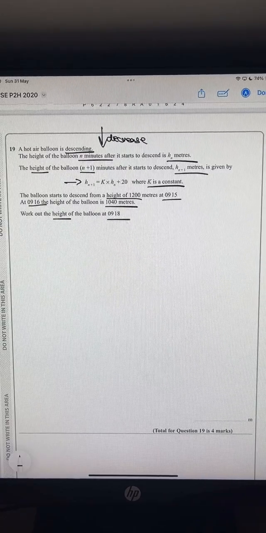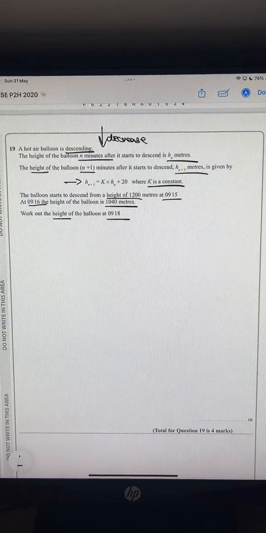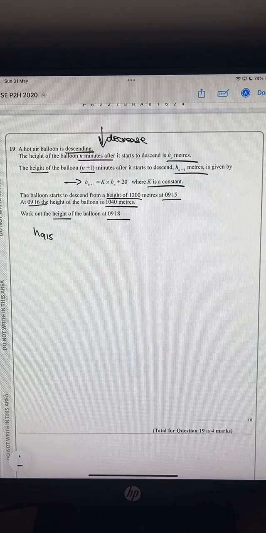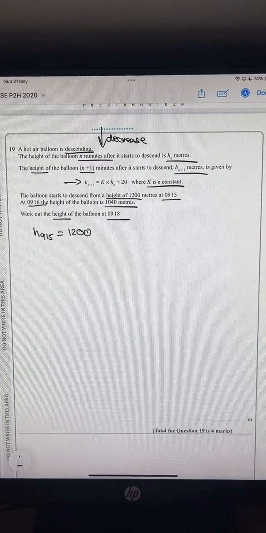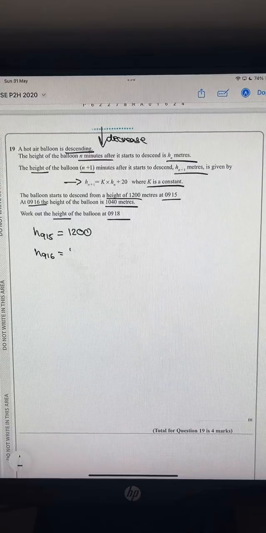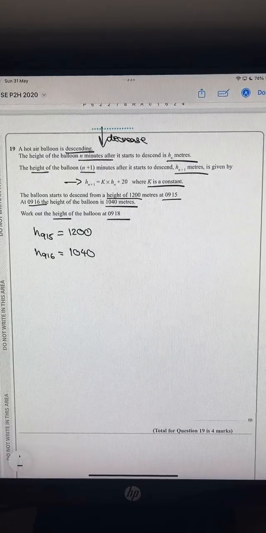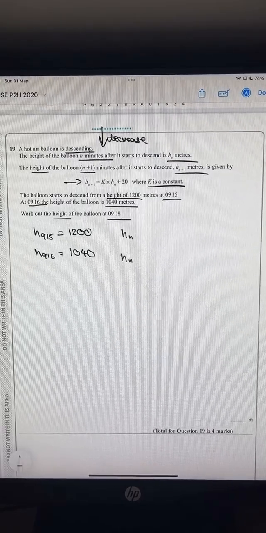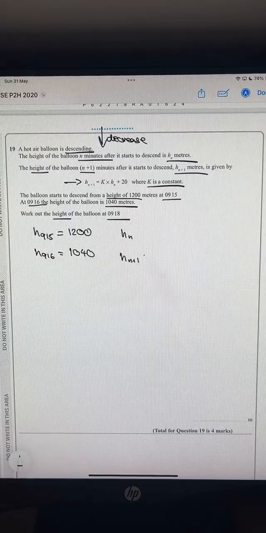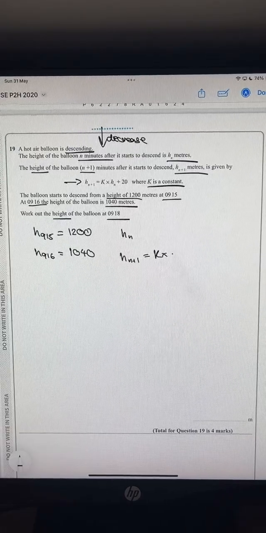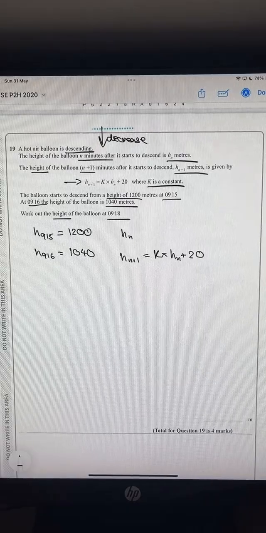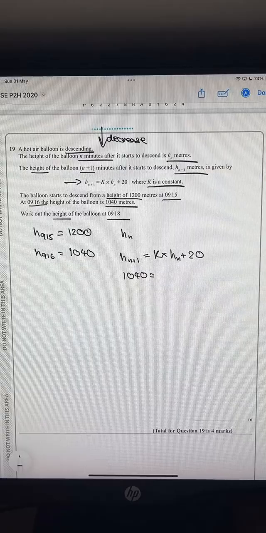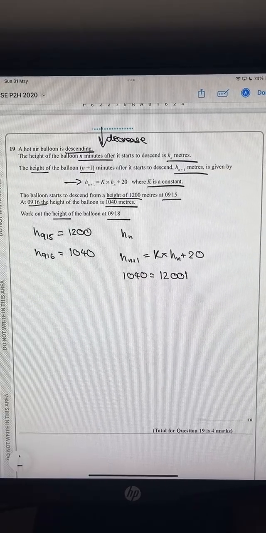So step 1, write down the information you've been given. So the height at 9:15, so h at time n, which is 9:15, is going to be equal to 1200. h at 9:16 is going to be equal to 1040. Well, I know a rule to go from h(n) to h(n+1). So this is h(n), and this is h(n+1). And we know that the formula is k lots of h(n) plus 20. So we know that 1040 is going to be equal to k times h(n), which is 1200k, plus 20.